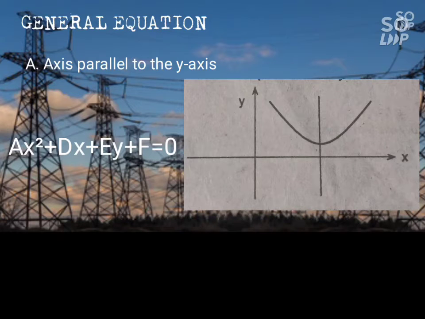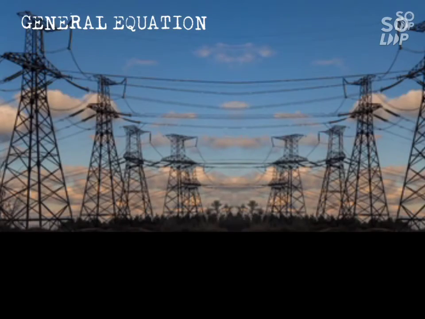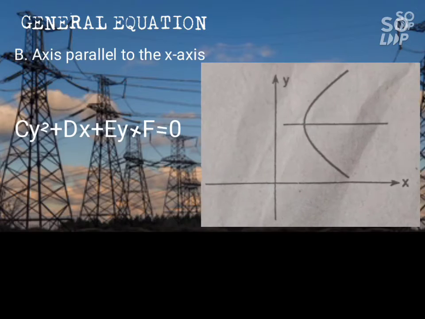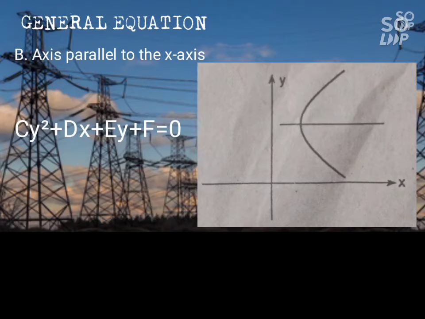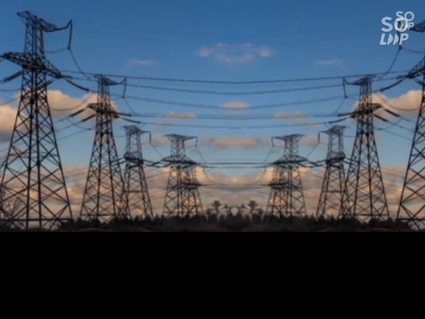General equation: if the axis is parallel to the y-axis, then the equation is ax squared plus dx plus ey plus f equals 0. The general equation: if the axis is parallel to the x-axis, then the formula is cy squared plus dx plus ey plus f equals 0.